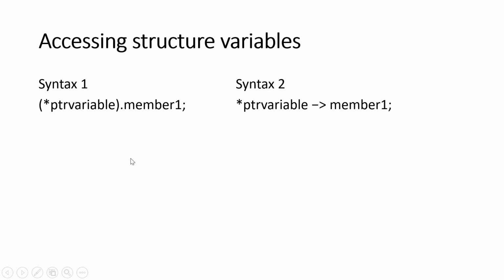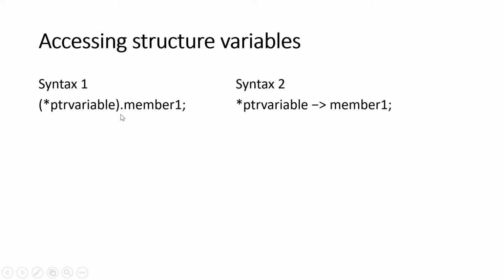So how can I access the structure variable using the pointer? We all know how to access the structure member using the dot operator. So using the pointer variable, how can I access it? We have two types of syntax. One is using the dot and the another one is using the arrow.